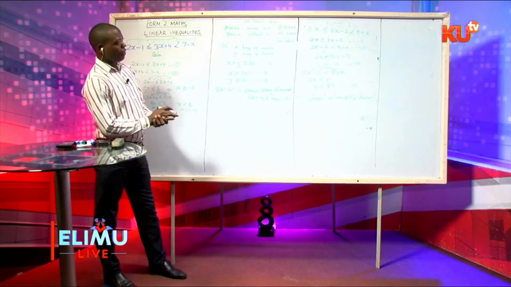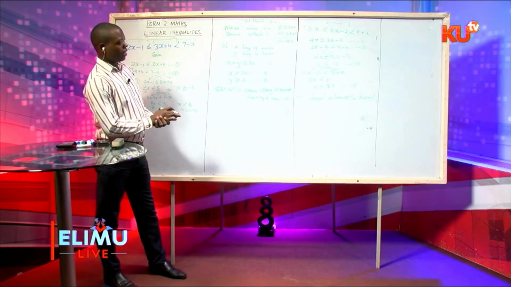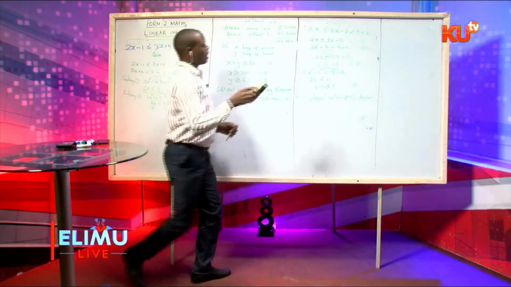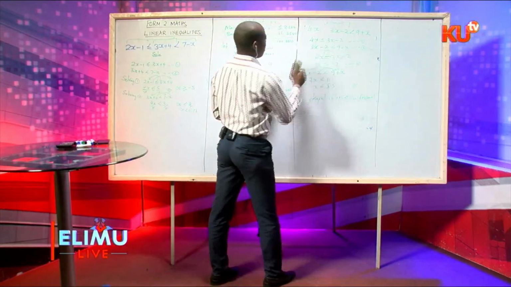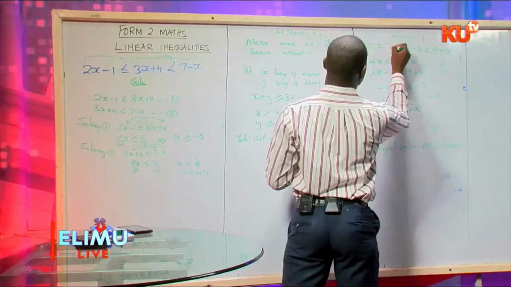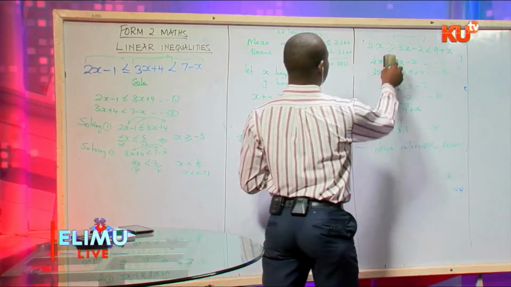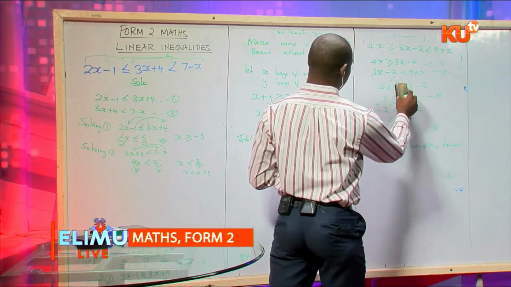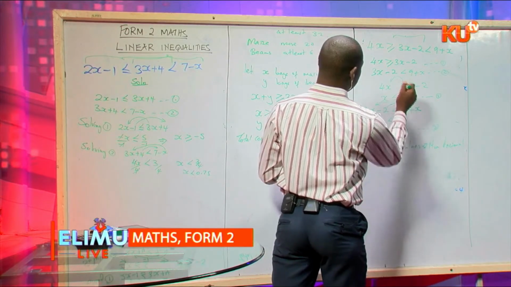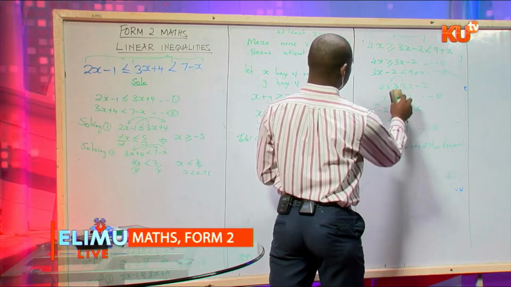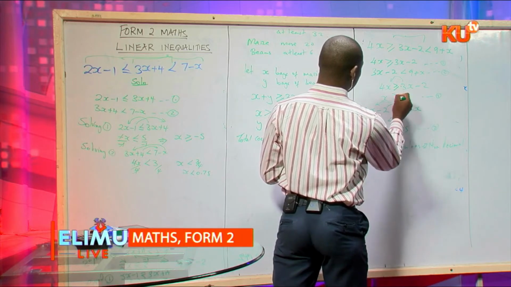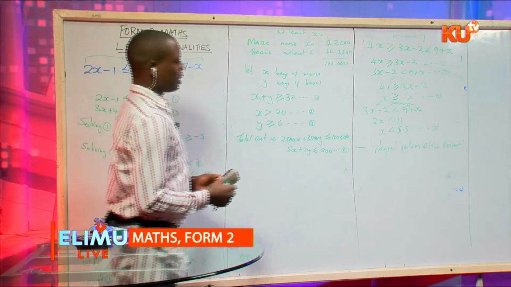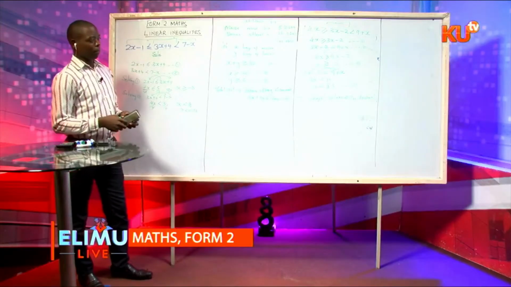I think we have a change in the inequality. This sign here is greater or equal to. This should be greater than or equal to, sorry for that. So x is greater than or equal to negative 2. And then the other one, x is less than 5.5.